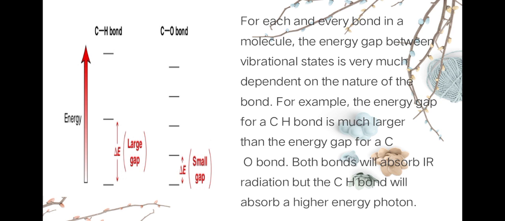In fact, each type of bond will absorb a characteristic frequency, allowing us to determine which types of bonds are present in a compound. We simply irradiate the compound with all frequencies of IR radiation and then detect which frequencies were absorbed. For example, a compound containing an OH bond will absorb a frequency of IR radiation characteristic of an OH bond. In this way, IR spectroscopy can be used to identify the presence of functional groups in a compound.